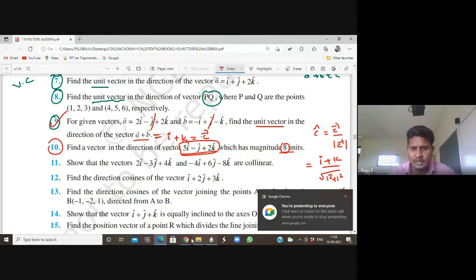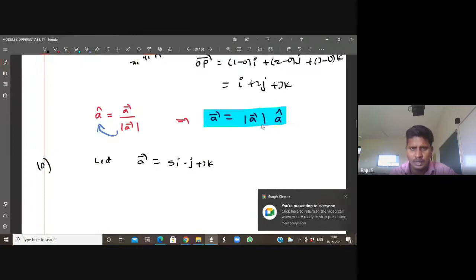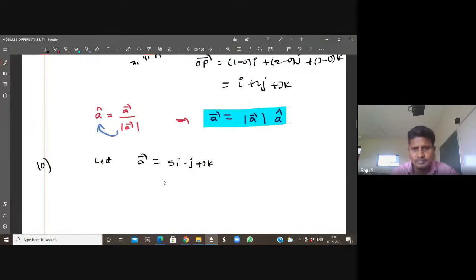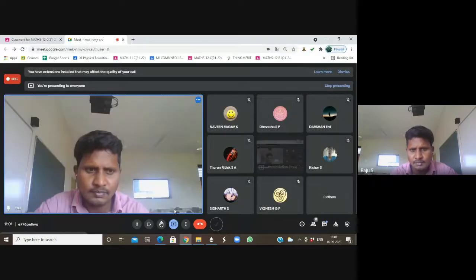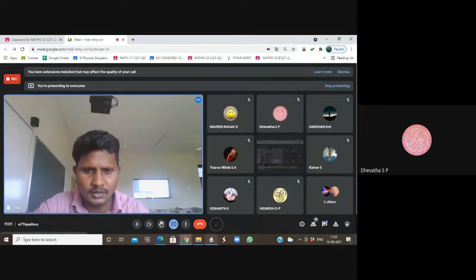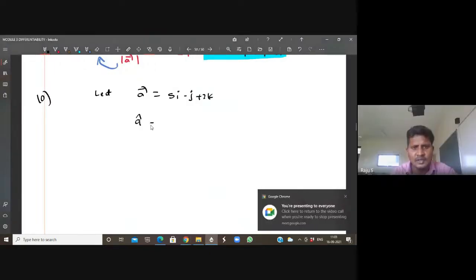Question number 10. We have done this; this is the given vector. With the help of this given vector, first you have to find the unit vector. Can you hear me, students? Yes, sir. Right. So with the help of the given vector, first you have to find the unit vector. Unit vector means A cap.